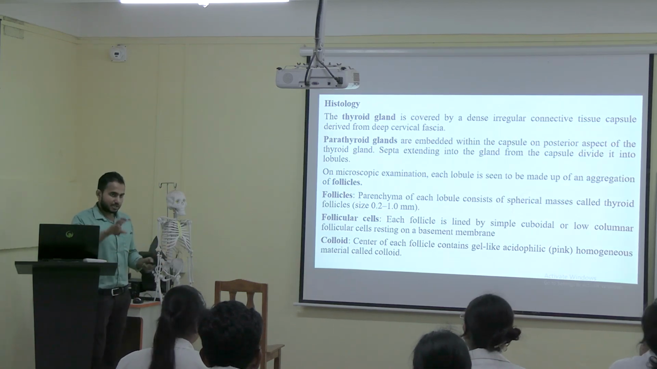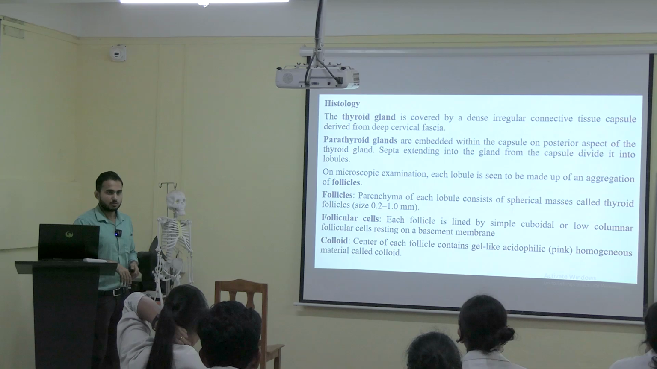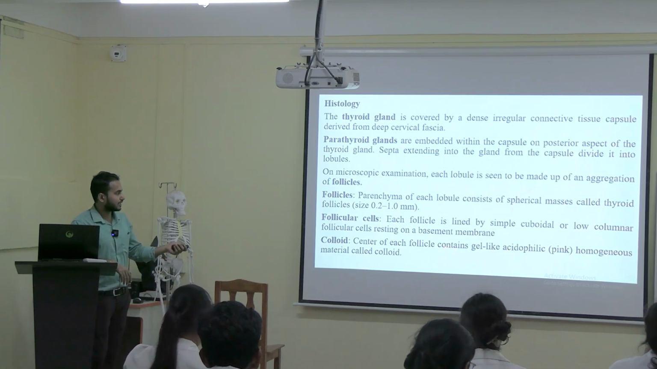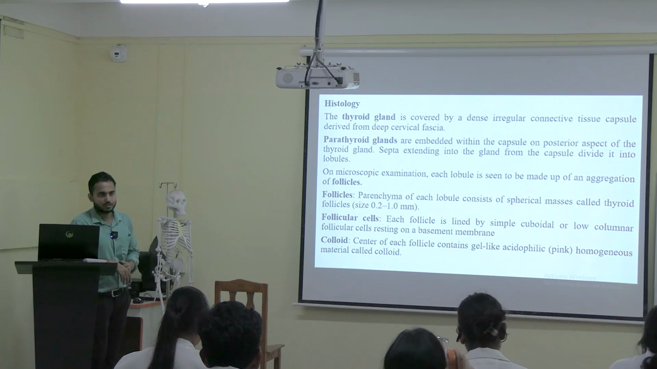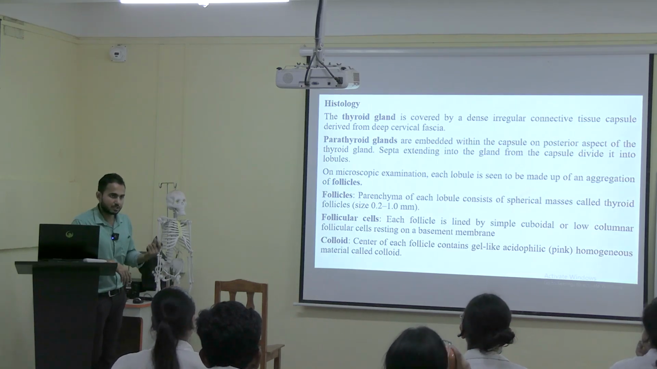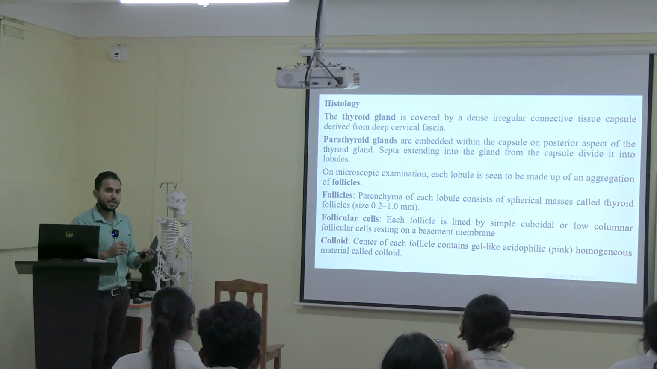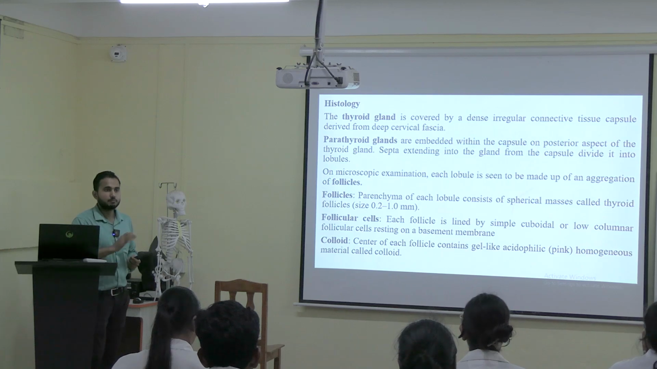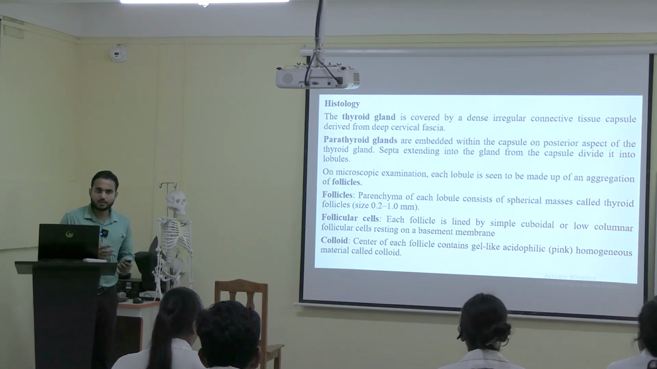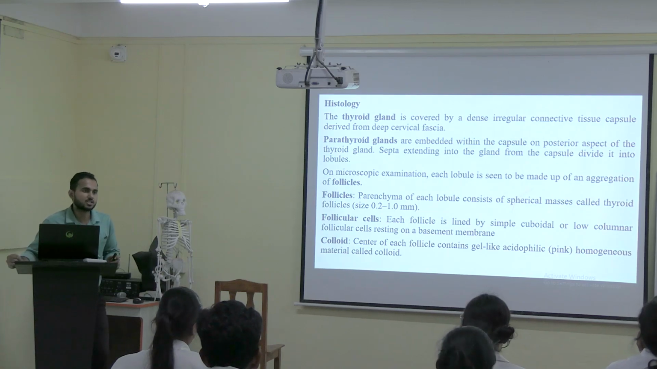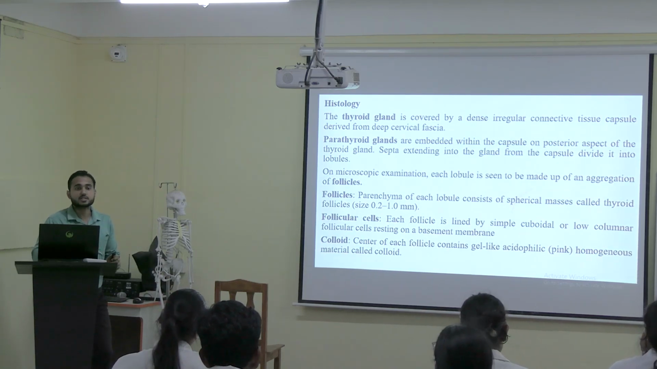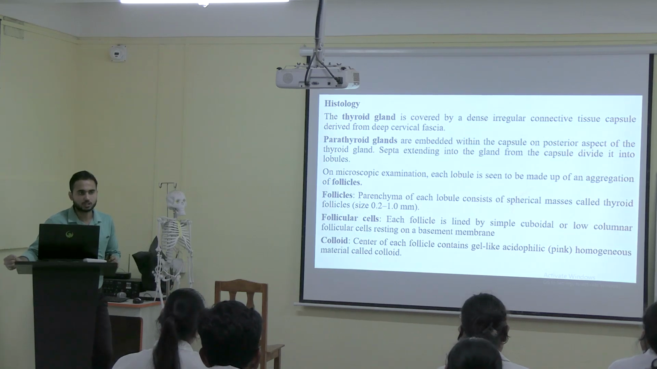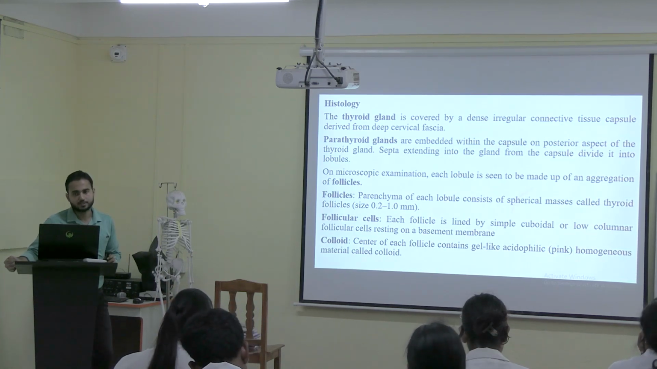Next, at the center of the follicle, what you will get? You will be getting gel-like acidophilic substance, and these are called as colloid. Okay, gel-like acidophilic substances are present. Okay, and the appearance is homogeneous, pink color appearance. Okay, and these are called as colloid. Now these colloid are rich in glycoprotein. Okay, and these are precursors of T3 and T4, the hormones which are secreted from the thyroid gland.